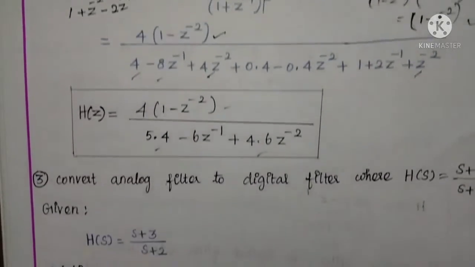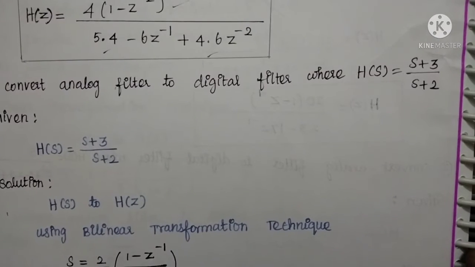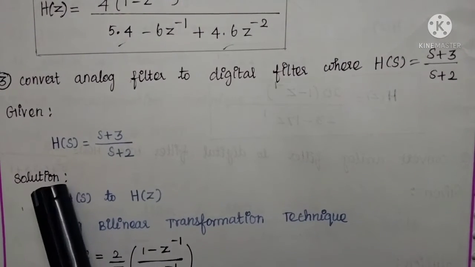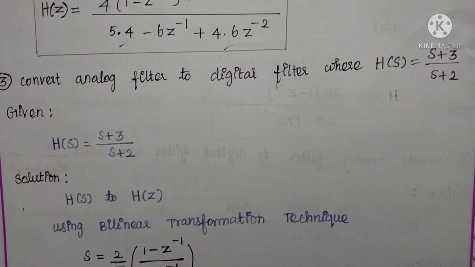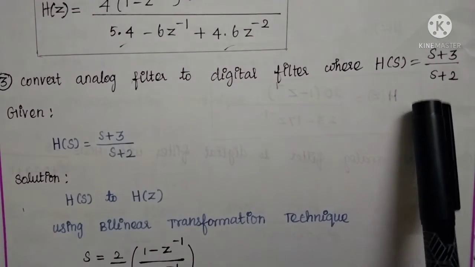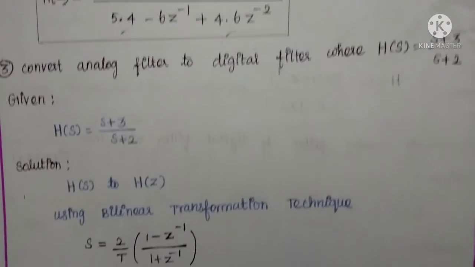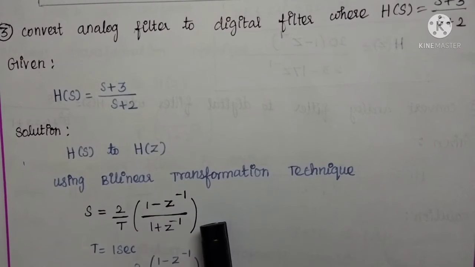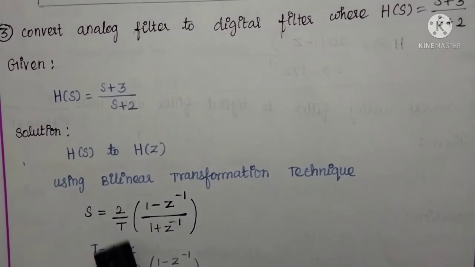Third problem, convert analog filter to digital filter, where h of s is equal to s plus 3 divided by s plus 2. Given h of s is equal to s plus 3 divided by s plus 2. So write the transformation formula. So this is by using bilinear transformation technique. So h of s to h of z, using bilinear transformation, just replace s by 2 by t, 1 minus z inverse by 1 plus z inverse. In the place of t, substitute 1 second, that is 1.